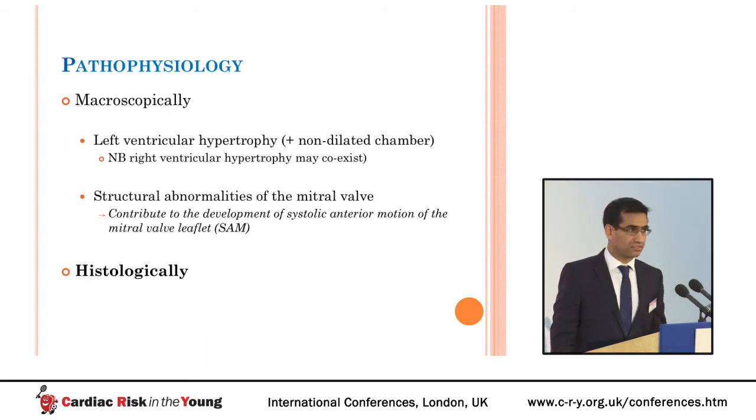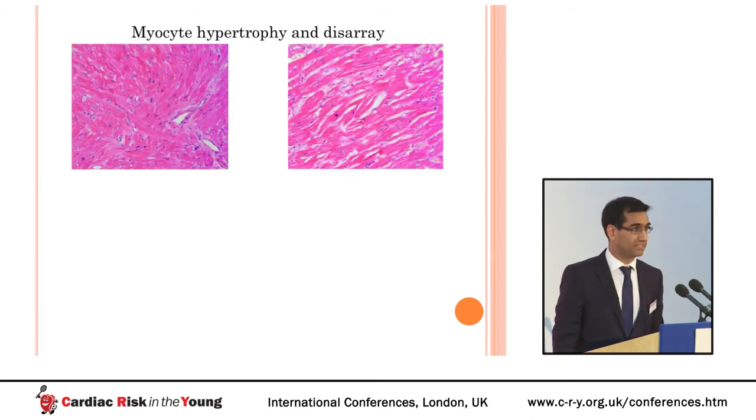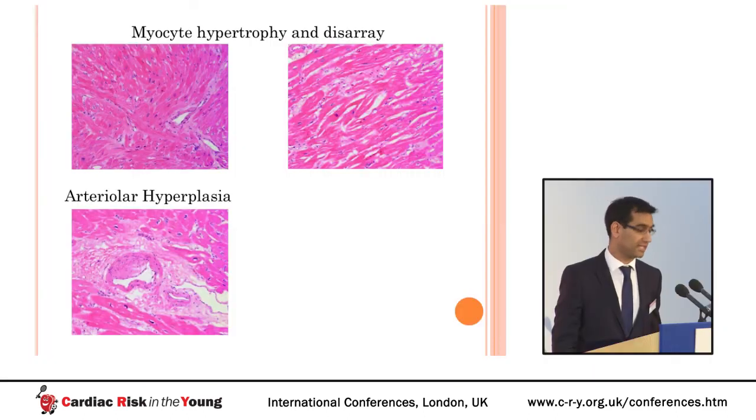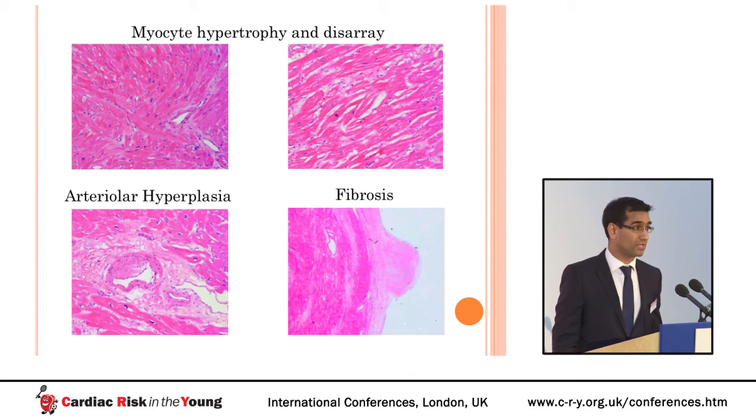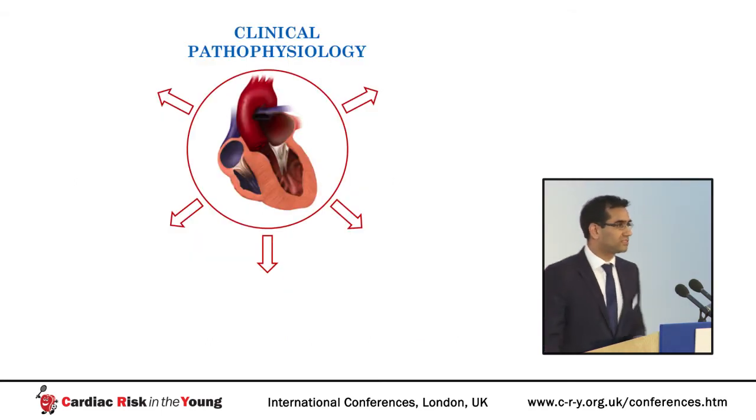Moving on to histology, and the hallmark of HCM is myocyte hypertrophy and disarray. However, it's important to know that other features may also be present, including arteriolar hyperplasia and, importantly, fibrosis. So taking all these features together can account for much of the clinical pathophysiology we observe in day-to-day practice.